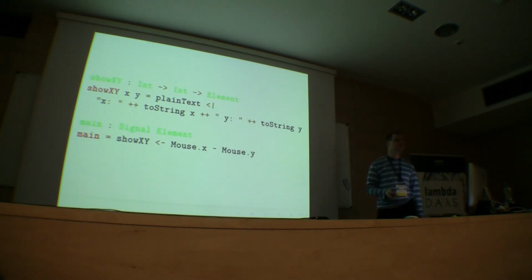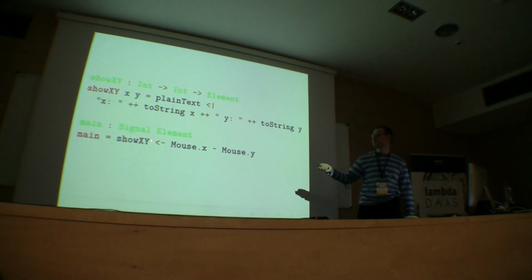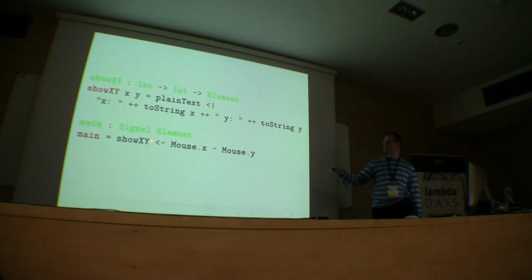Here is another version of this program. Instead of using the map2 function, I can use an operator that looks like this. This function is the same, this one. So I put a function of two arguments, I put this little arrow, the first signal, and the tilde, and another signal.